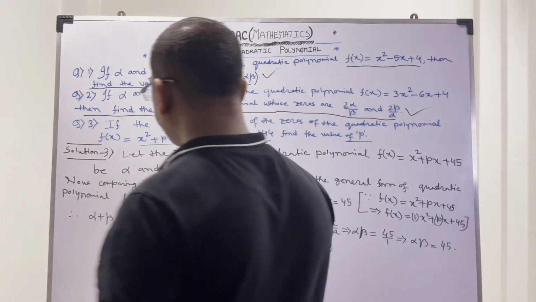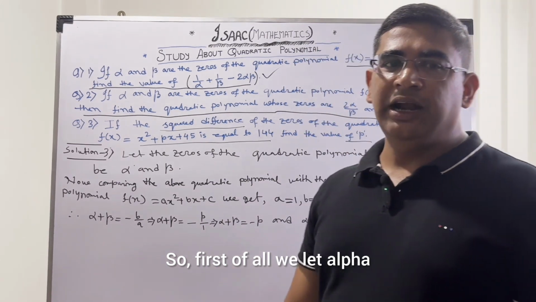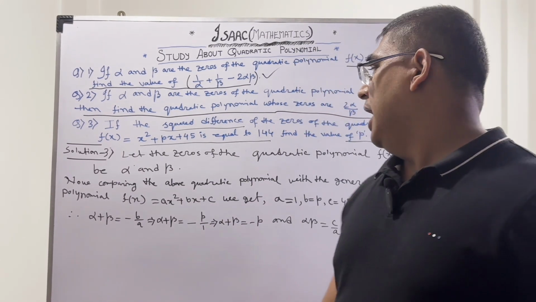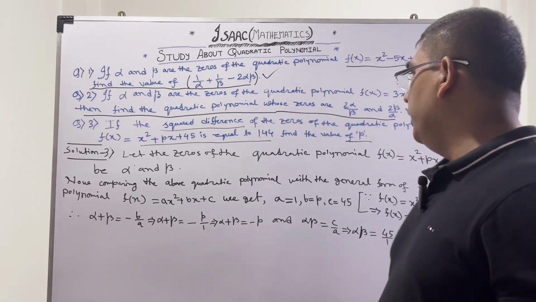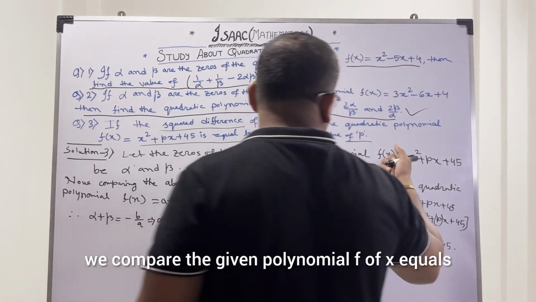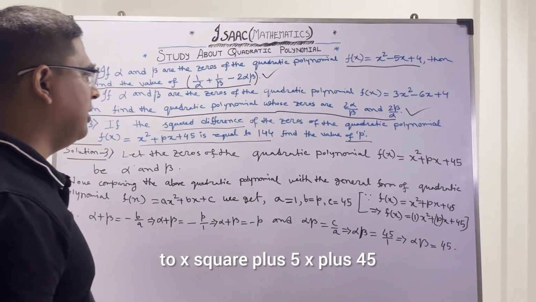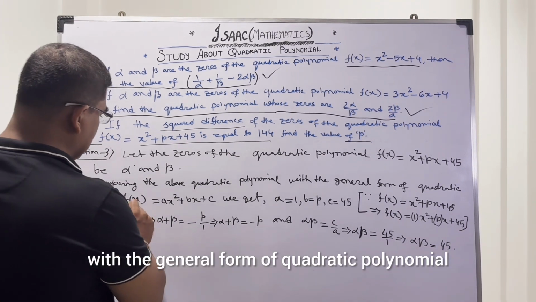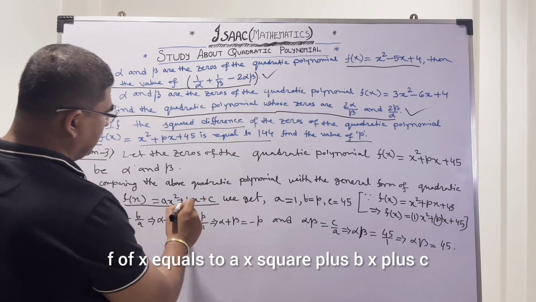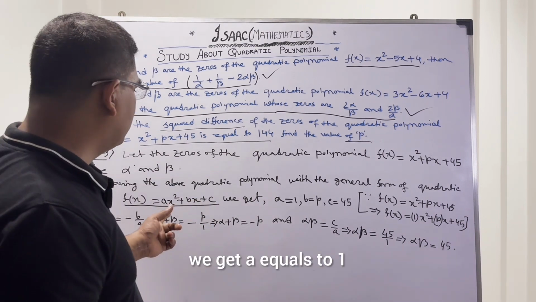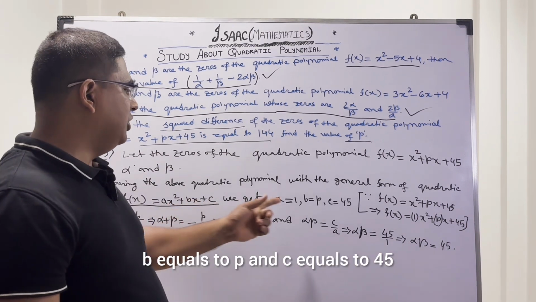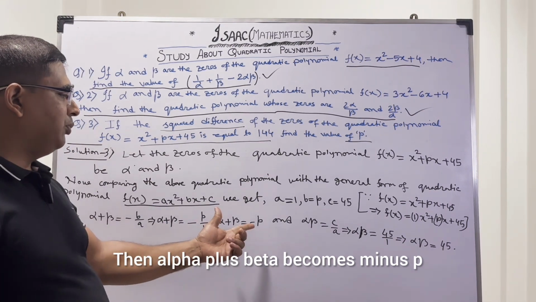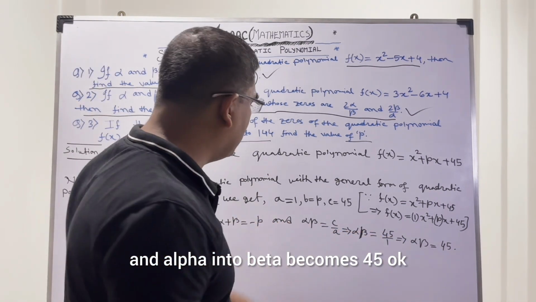Okay. So first of all, we let alpha and beta be the zeros of this quadratic polynomial, and after that, we compare the given polynomial f of x equals x square plus px plus 45 with the general form of quadratic polynomial f of x equals ax square plus bx plus c. We get a equals 1, b equals p, and c equals 45. Then alpha plus beta becomes minus p, and alpha into beta becomes 45. Okay.